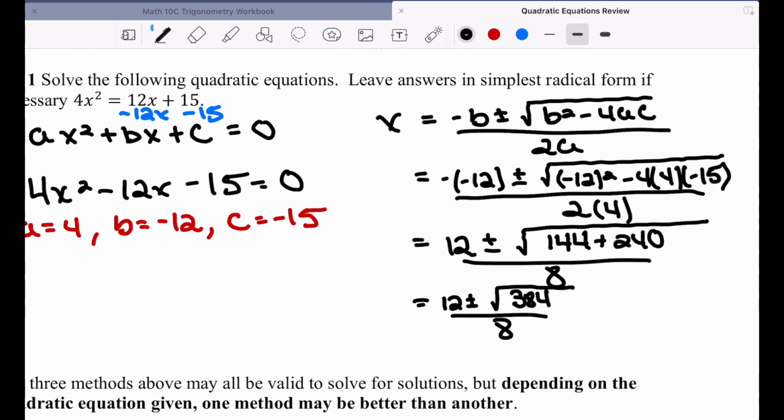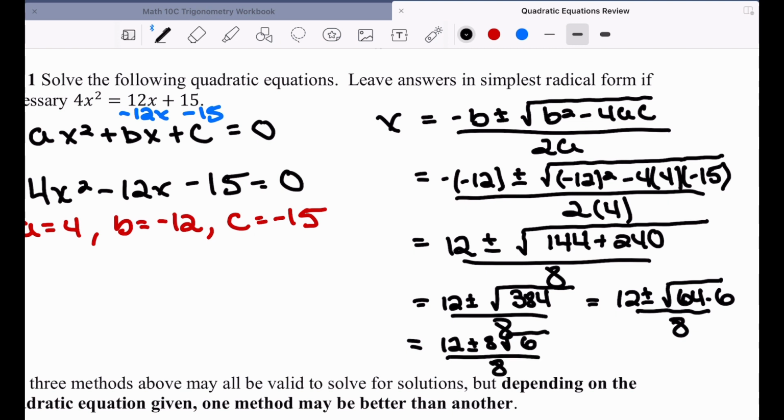The largest perfect square that can fit into 384, that's going to give us 12 plus or minus the square root of 64 times 6, all over 8. Which is equal to 12 plus or minus, well, if we take the square root of the 64, that gets taken outside of the square root, and we leave the 6, all over 8.